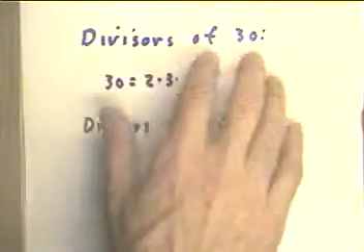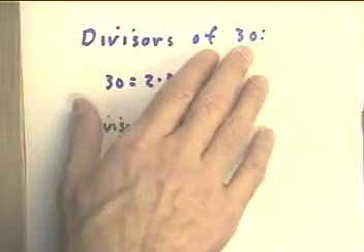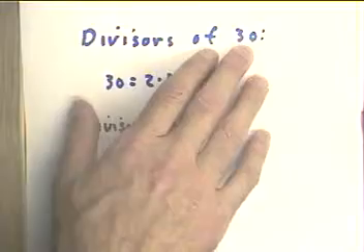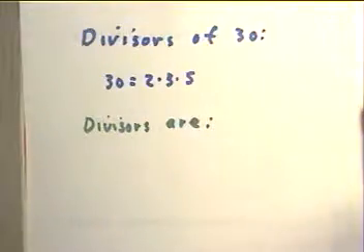Okay, question. What are the divisors of 30? What numbers divide evenly into 30? Can you list them without leaving any of them out? Now, there are two ways we could do this.